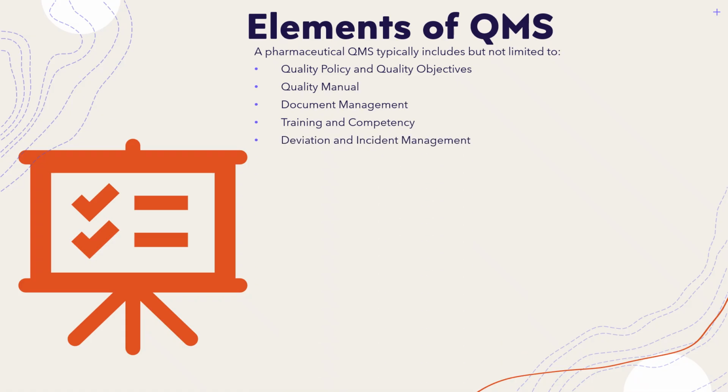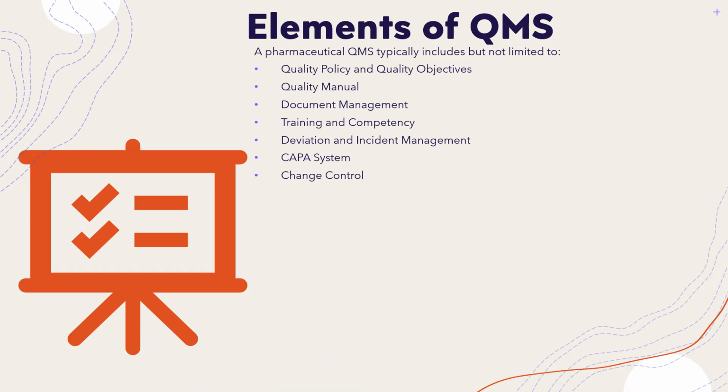Next is deviation and incident management. Deviation and incident management is a structured approach for reporting, investigating, and closing any unplanned event that deviates from an approved process or procedure. Next is the CAPA system. CAPA is also one of the key QMS systems, with corrective and preventive actions used to eliminate the root cause of deviations, audit findings, or any systemic failures.